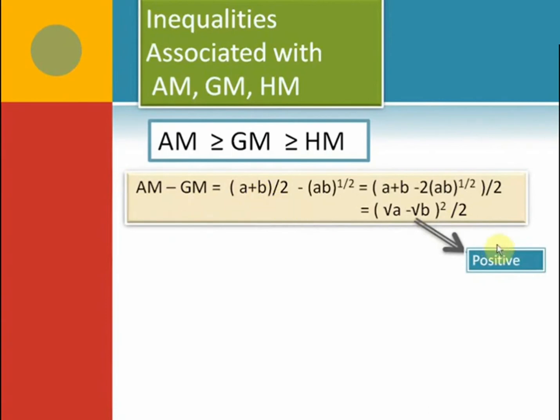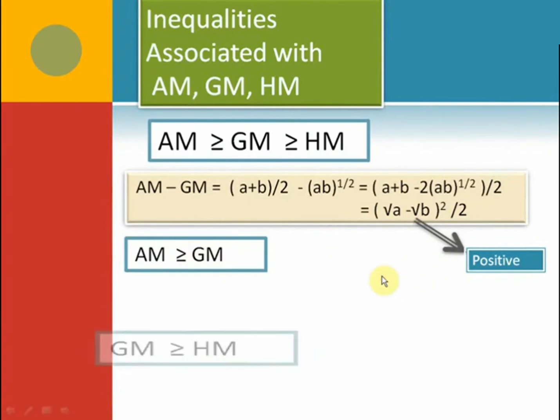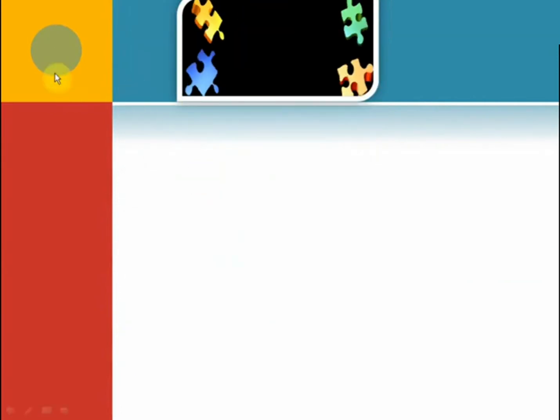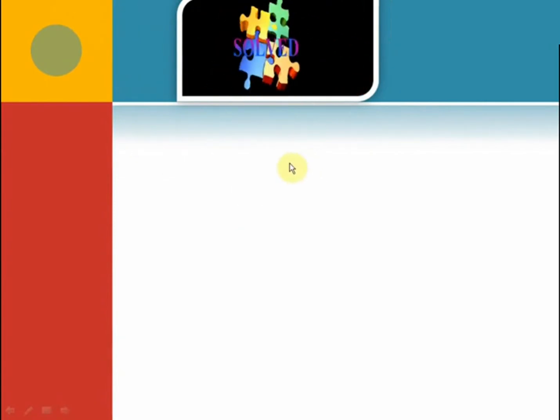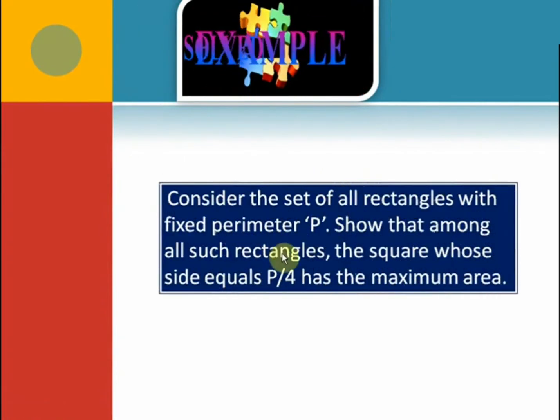Therefore AM minus GM is greater or equal to 0, or we can say that AM is greater or equal to GM. Similarly, we can prove for GM greater or equal to HM, and thus we get the inequality as AM greater or equal to GM, which is greater or equal to HM. And this is one of the most important inequalities that you will come across in mathematics. So let's try to solve a few examples based on this inequality.